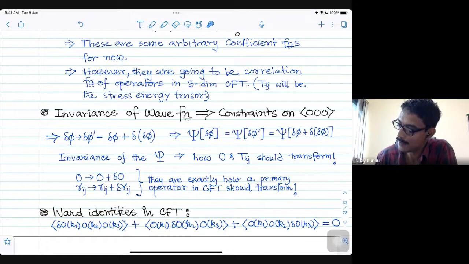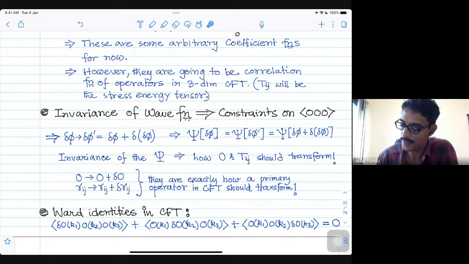Now, delta phi prime can be written as delta phi plus the change in delta phi, which I'm writing as delta times delta phi. But this side we know. I should just look at, let's say, scaling transformations or spatial conformal transformations, and I will know how delta phi transforms under that. So this invariance of the wave function should tell me how this O and Tij should transform.